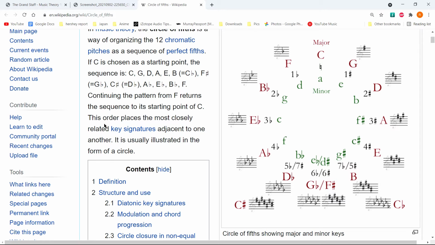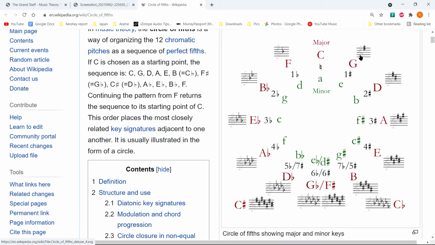This order places the most closely related key signatures adjacent to one another. It's usually illustrated in the form of a circle. Now, I didn't even think about that when I was writing down what I was going to talk about. But the purpose of the key signature is to show you the key. And the circle of fifths purpose is like what times tables are in algebra. It's like a representation of something that's super basic, and you're going to know how to do it without having to think about it much later, after you start to practice this idea and you memorize and stuff like that. So the purpose is to show you what the key signatures look like.